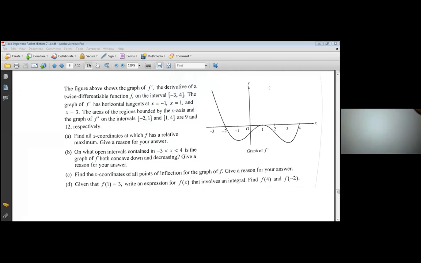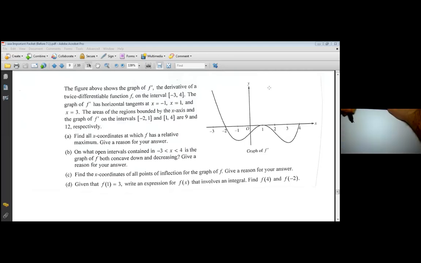We could see that. Okay, so I just kind of skip down to the first question right now. Don't get caught up in all the reading. We'll come back to it. Part A, find all the x coordinates at which f has a relative max. We have the graph of the derivative. So tell me, where is there a relative max?